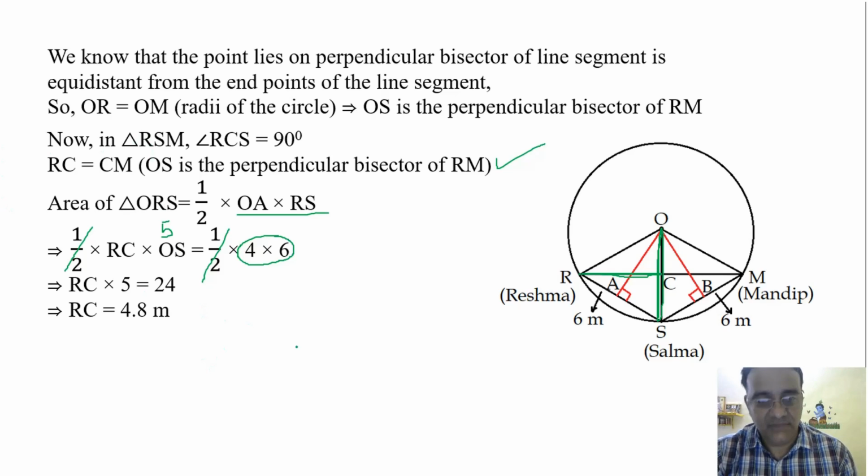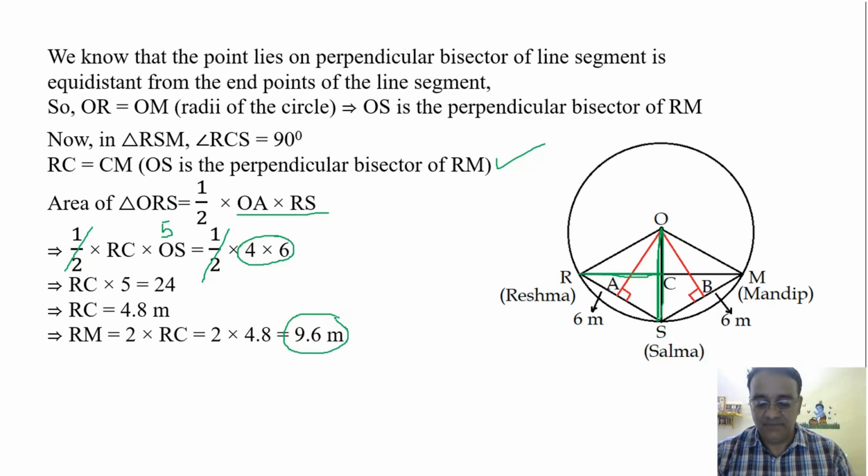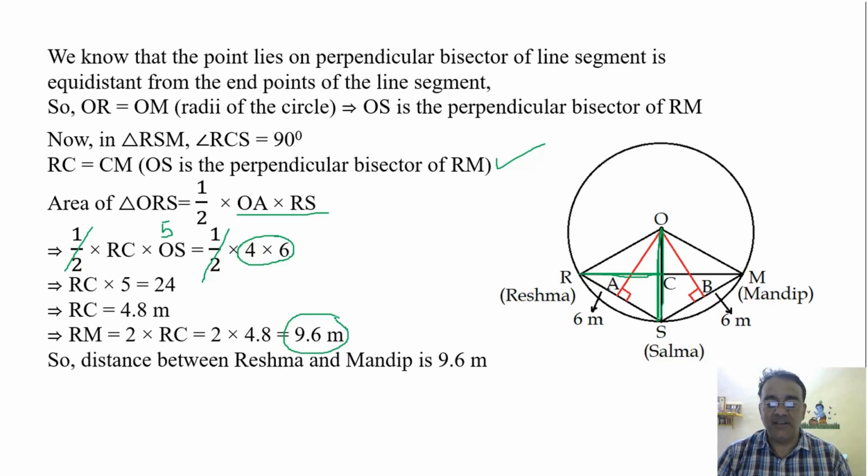2 into RC, that is equals to 9.6 meter. So we got the distance between Reshma and Mandeep as 9.6 meter. Any doubt in this question?